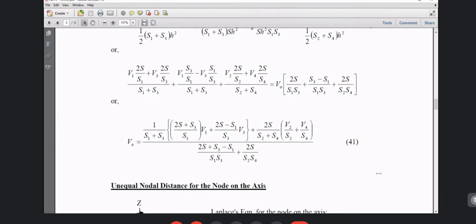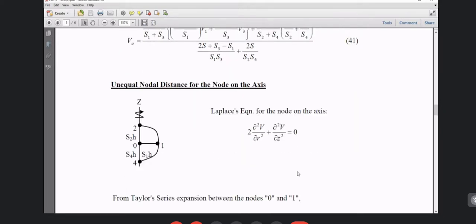Now, I just want to tell you one thing. If you do this derivation yourself, this algebra is such that you might arrive at a slightly different way of representation. That does not mean that you are wrong. It is the way I have derived it. But you can also do that and find out what is V0 in terms of V1, V2, etc. and S1, S2, S3.